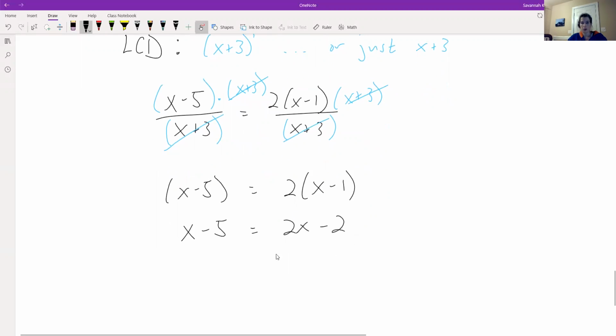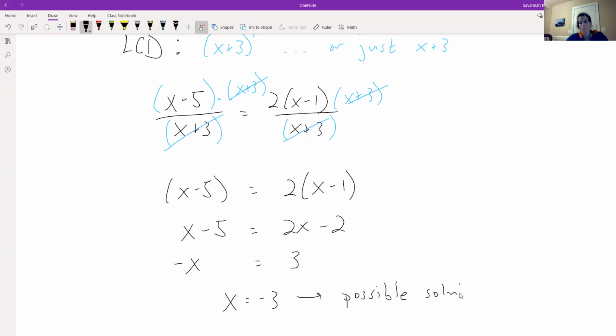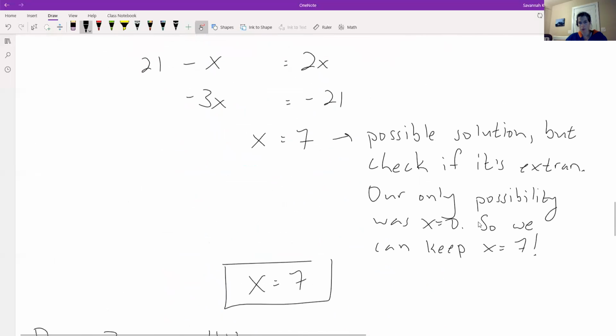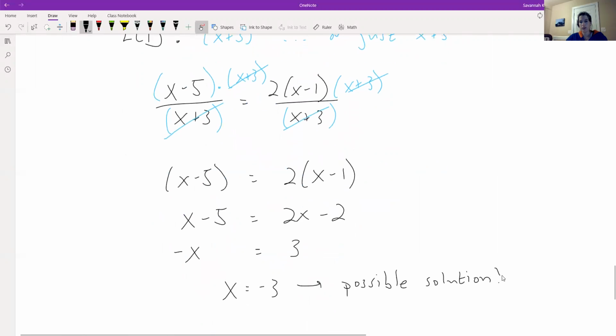Okay, and then shuffling everything around like we like to, I'm going to subtract 2x from both sides and leave myself a negative 1x. I'm going to add 5 to both sides. That gives me a positive 3. X equals negative 3 is a possible solution. Every time I write down x equals something, it's only possible the first time I write it down. And what kind of phrasing did I use? I need to check if it's extraneous.